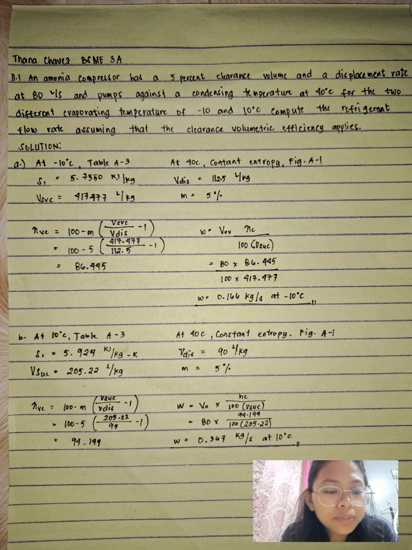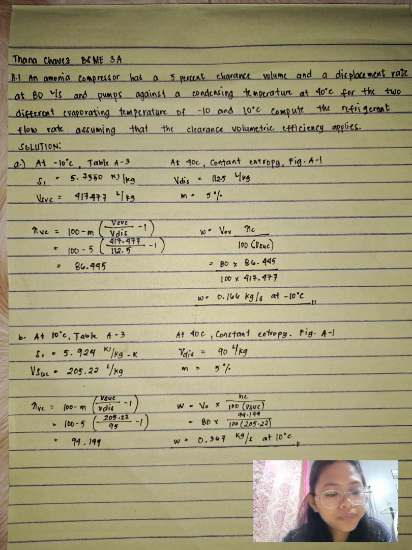An ammonia compressor has a 5% clearance volume and a displacement rate of 80 liters per second and pumps against a condensing temperature of 40 degrees Celsius for two different evaporating temperatures of -10 and 10 degrees Celsius. Compute the refrigerant flow rate assuming that the clearance volumetric efficiency applies. So we need to solve for us to get the answer.